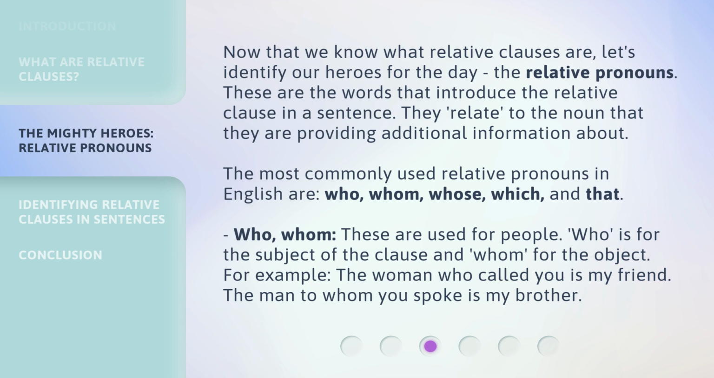Who, whom. These are used for people. Who is for the subject of the clause and whom for the object. For example, the woman who called you is my friend. The man to whom you spoke is my brother.